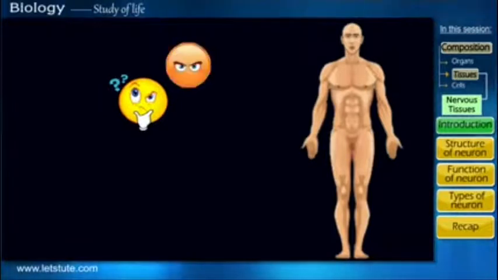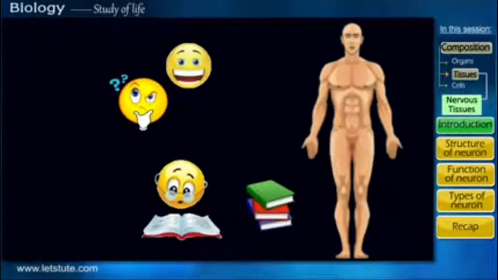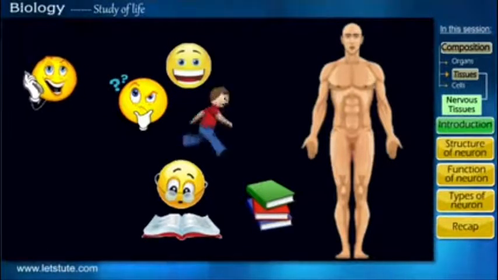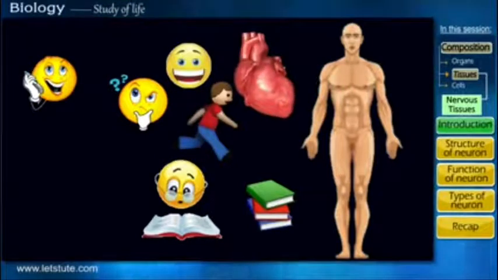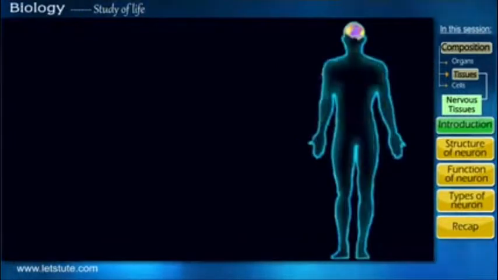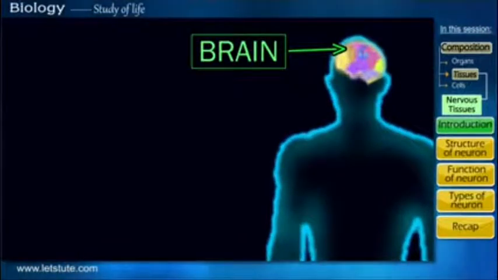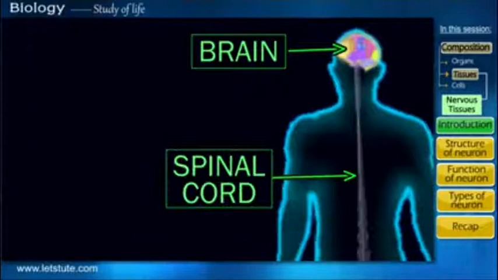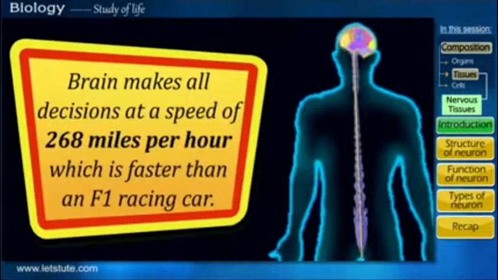You think, talk, read, remember. You might be laughing, running, your heartbeat, your digestive system. Everything is controlled by the brain. Brain and spinal cord are the very important parts of our nervous system.